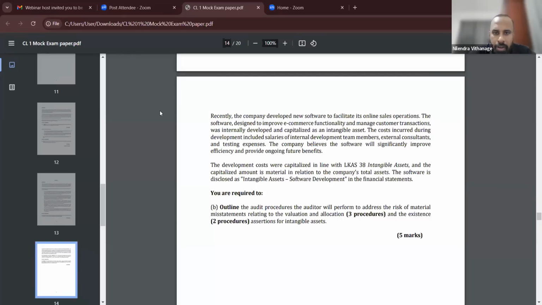The cost incurred during development include salaries, internal development team members, external consultants, and testing expenses. The company believes the software will significantly improve efficiency and provide ongoing future economic benefits as well. The development cost was capitalized in line with LKAS 38 Intangible Assets, and the capitalized amount is material. If it is material, if any misstatement happened, it will impact the audit opinion. The software is disclosed as intangible assets, software development, in the financial statements.